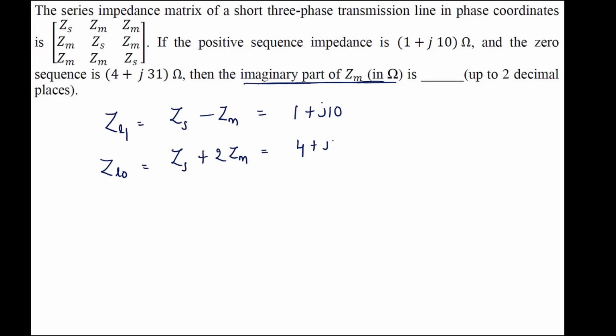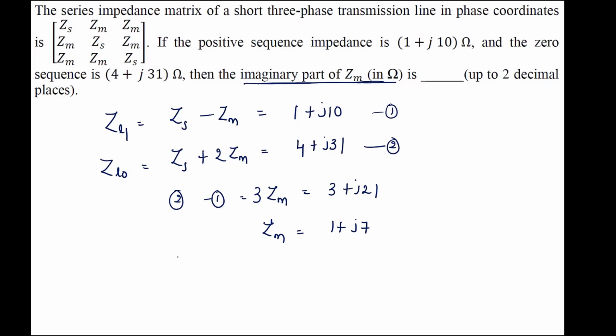ZL0 is 4 plus J31. So now he is asking to first calculate the Zm value and tell its imaginary part up to 2 decimal places. So from this, how can you calculate the Zm value? Let us call this 2 and this 1. If you subtract 2 minus 1, what are you going to get? 3 Zm will become 3 plus J21. So Zm will become 1 plus J7.